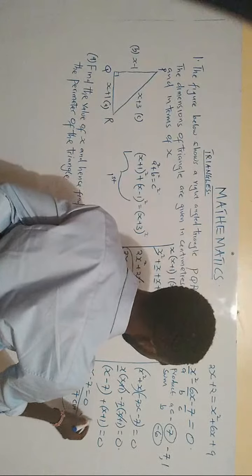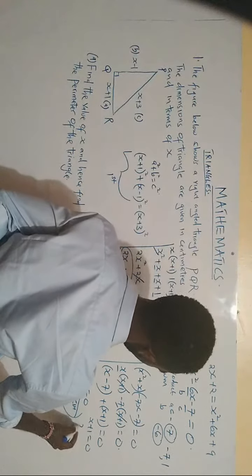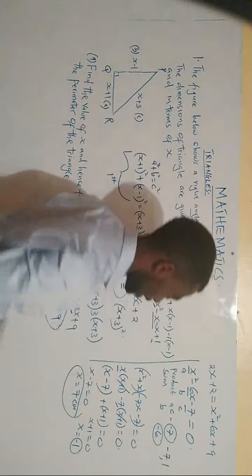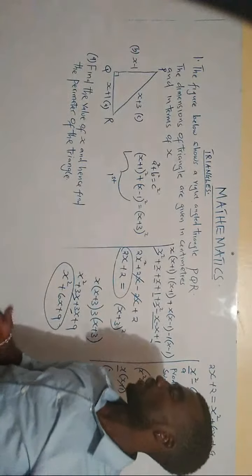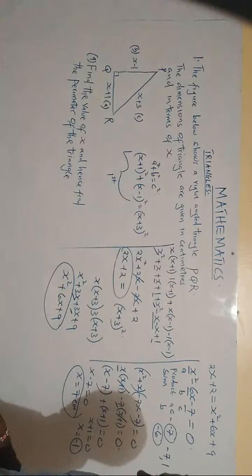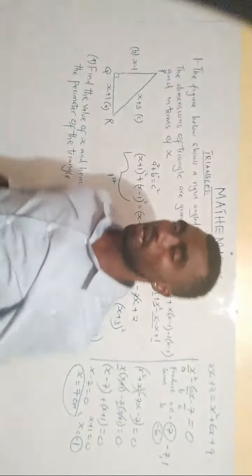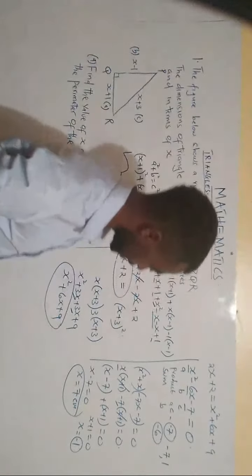Then the other case: x plus 1 is equal to 0. We take 1 to the other side, and x is equal to minus 1. When you're calculating distances, if you get values which are negative, we ignore them because we cannot have negative lengths, the same as with age. So in this case, the value of x is 7.